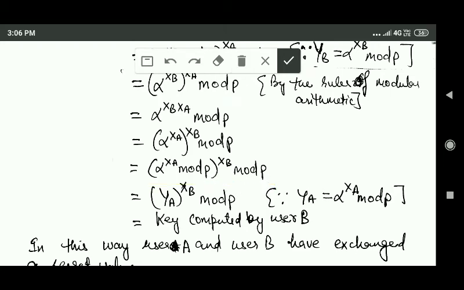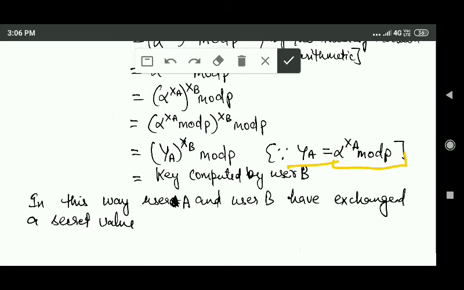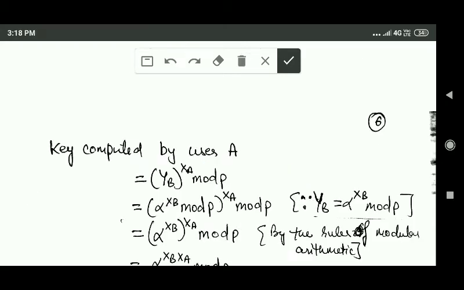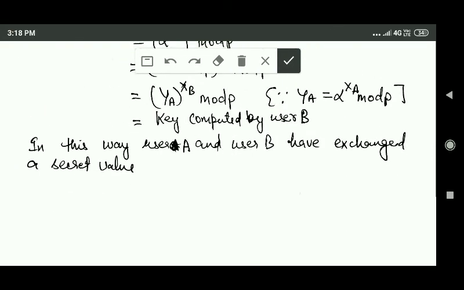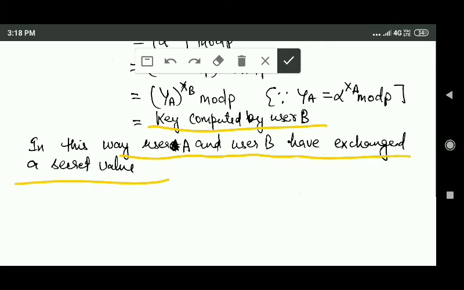And you can see here that alpha raised to power xa mod p is equal to ya. So it will be equal to ya raised to power xb mod p. And this is the key which is computed by user B. So as you can see here, the key computed by user A is the same as the key computed by user B. So in this way, user A and user B have exchanged a secret value.